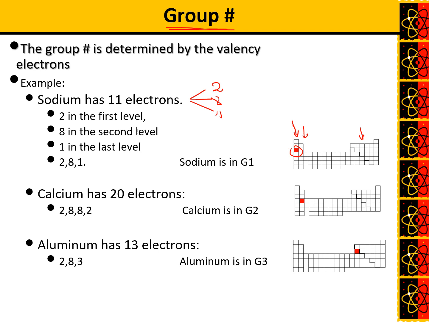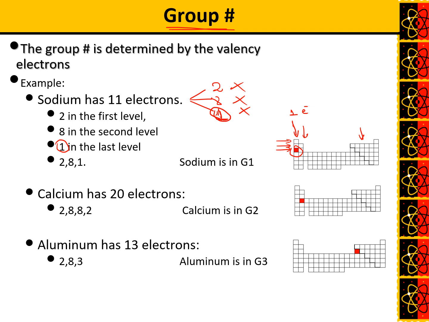If you see, the sodium is located in period 3 because it has 3 layers of electrons, and the amount of electrons in the last level, in this case only 1, is going to be the group number. So this means that it has 1 electron in the last level. And how many layers does it have? 1, 2, and 3, and that's why we have 3 layers.